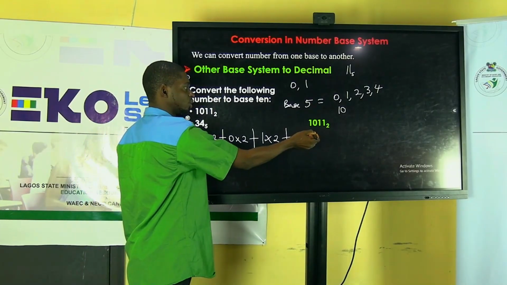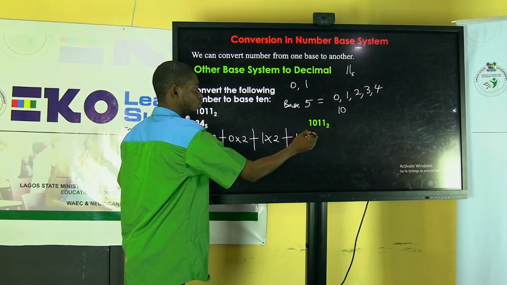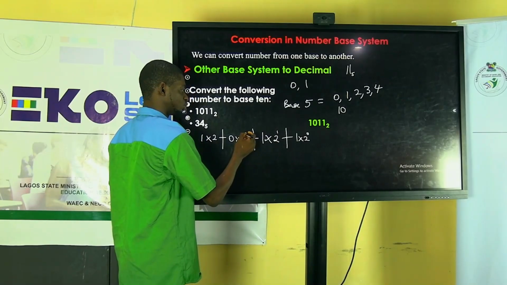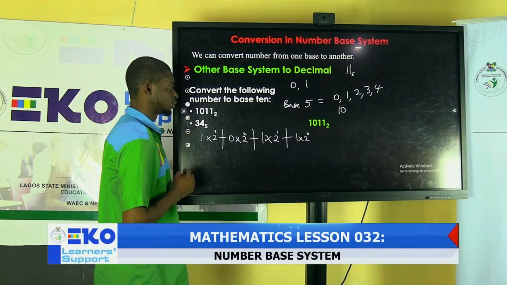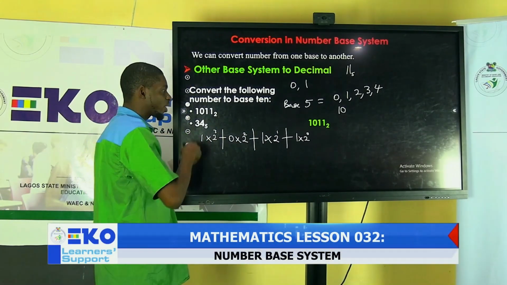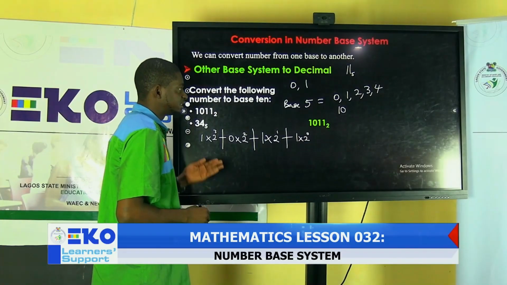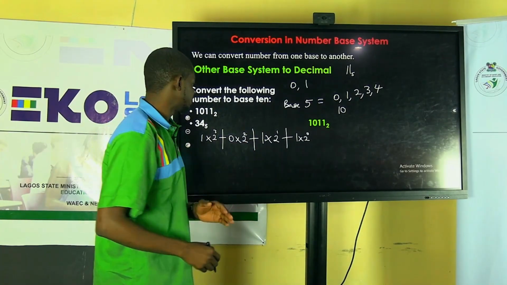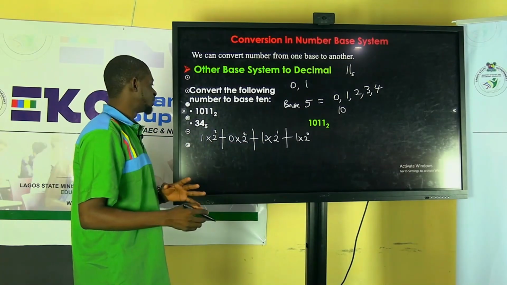From the last one, I'll give it a power of 0, 1, 2, 3. So it is this that I will now express to take this to base 10. So that is how we convert to base 10.